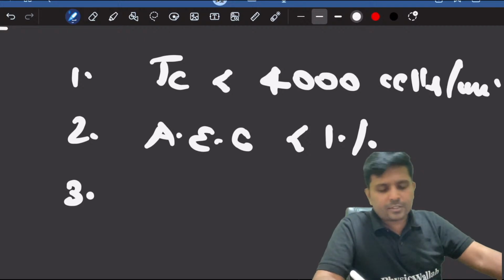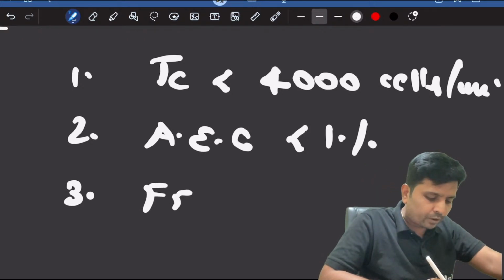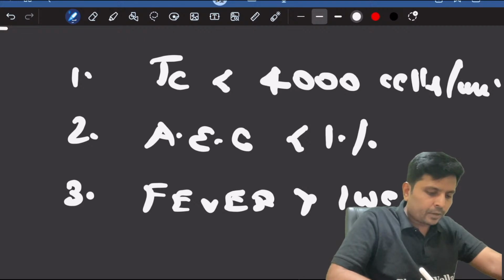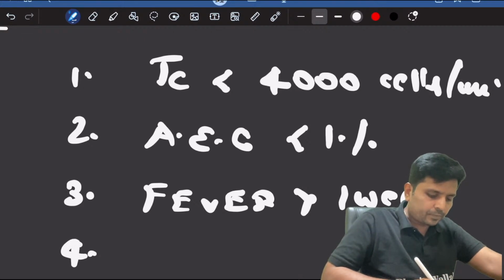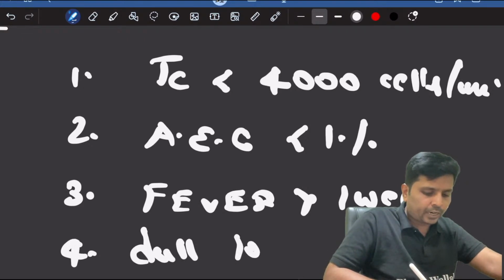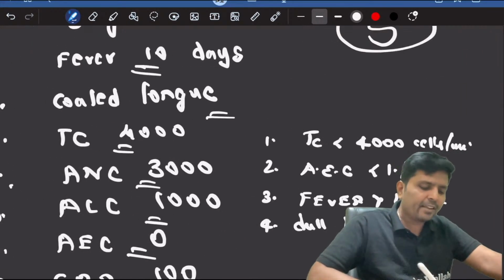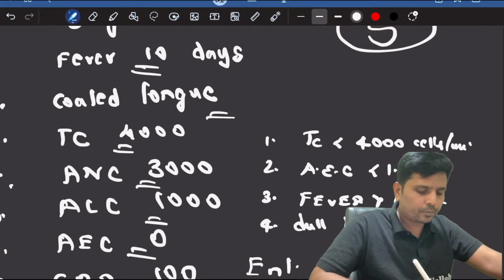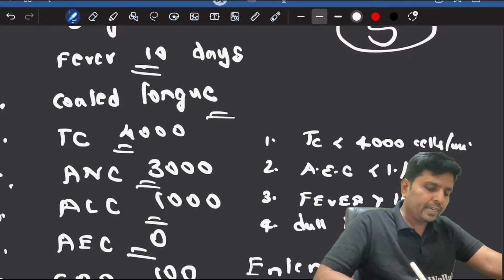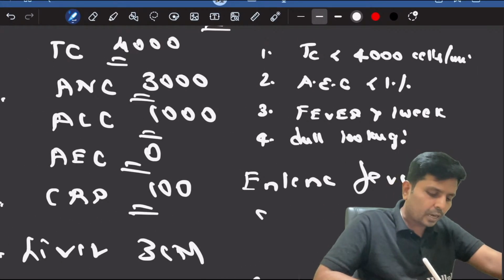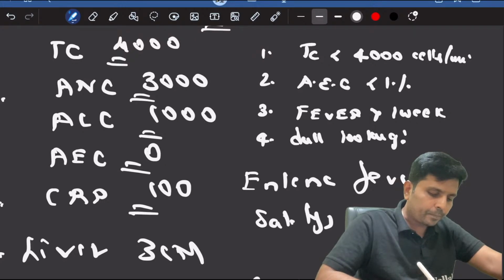So the carry home message: fever more than 1 week, dull looking child, leukopenia with eosinopenia is enteric fever unless otherwise proved. Enteric fever is due to Salmonella typhi.